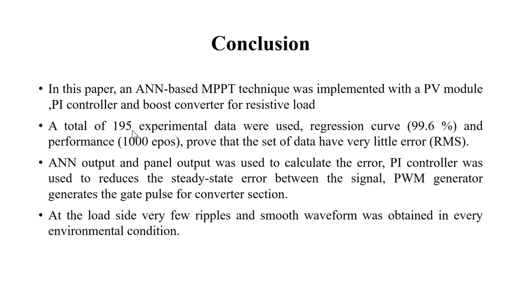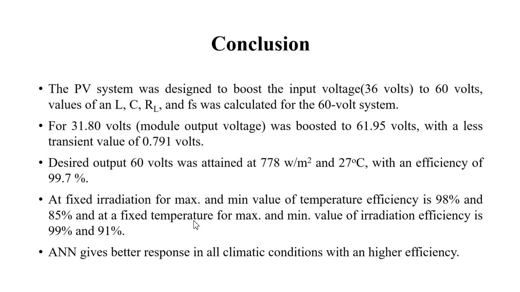So the conclusion of the paper is that in this paper we have used the ANN technique, that was trained with 195 experimental data, and the regression value was 99.6% with the RMS value for 1000 epochs. The ANN output of the panel has been used to calculate the error, and the PI controller has reduced the steady state error, and the PWM generator has generated the gate pulse to the converter section. In the output we have seen that the ripples are very less and a smooth waveform has been obtained at every environmental condition.